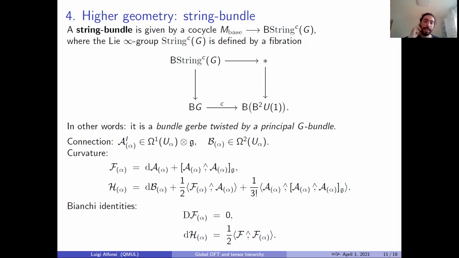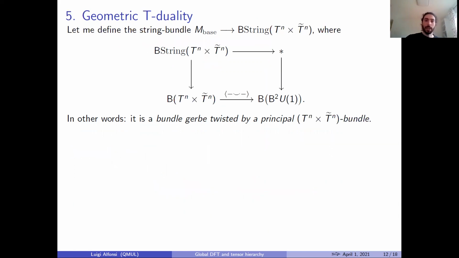So why can this be interesting now? Because we can immediately notice that, at least here for the curvature, this is incredibly similar to the curvature of a tensor hierarchy, and that is not incredibly surprising, given how the tensor hierarchy was defined. But this can be a very good way to try to give a global derivation of tensor hierarchies. Now I will introduce a very particular kind of string bundle, where the Lie group G.